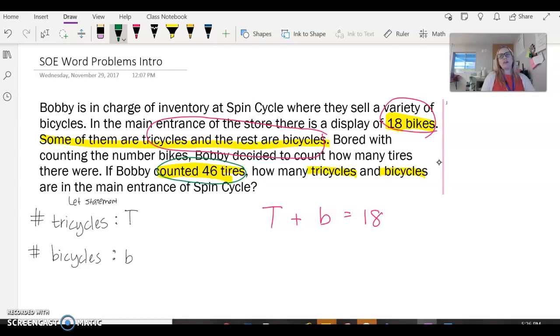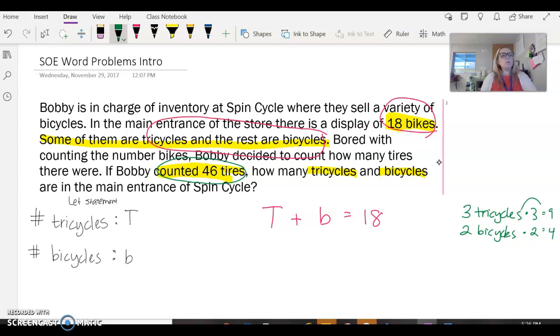Well, what would you do with tricycles? If I said, for example, that I had 3 tricycles and 2 bicycles, and I asked how many tires he would have counted, you'd say, well, a tricycle has 3 tires, so 3 times 3, that's 9 tires. And a bicycle has 2 tires, so 2 bicycles is a total of 4 tires, so that's 13 tires.